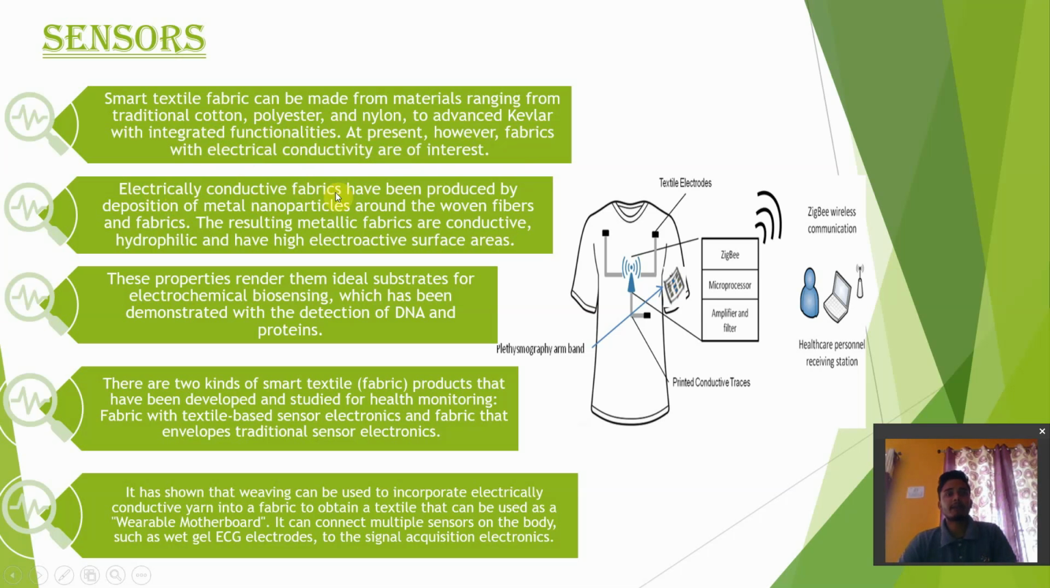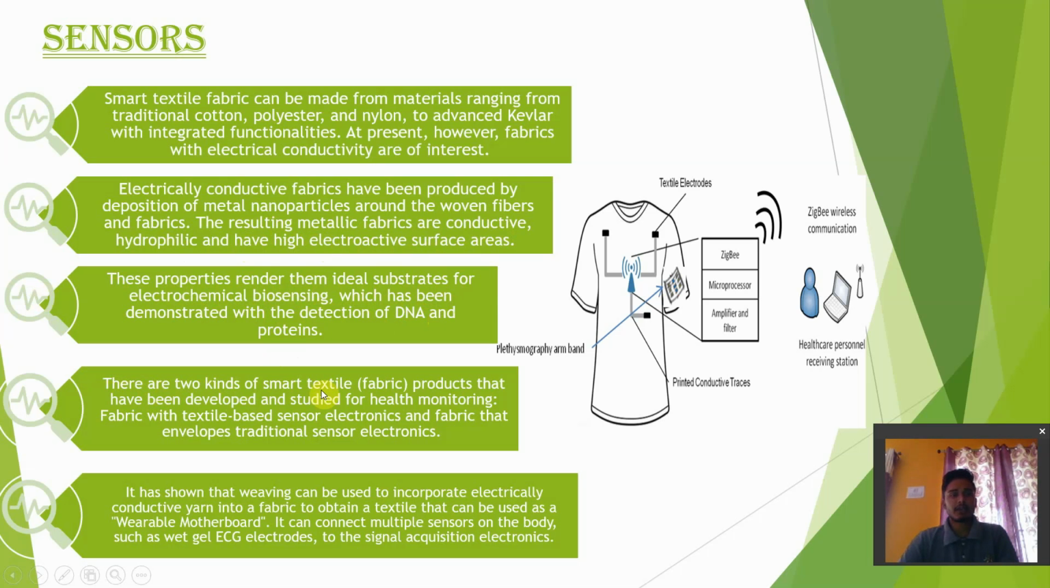Electrically conductive fabrics have been produced by deposition of metal nanoparticles around the woven fibers and fabrics. The resulting metallic fabrics are conductive, hydrophilic, and have high electroactive surface areas. These properties render them an ideal substrate for electrochemical biosensing, which has been demonstrated with the detection of DNA and proteins.